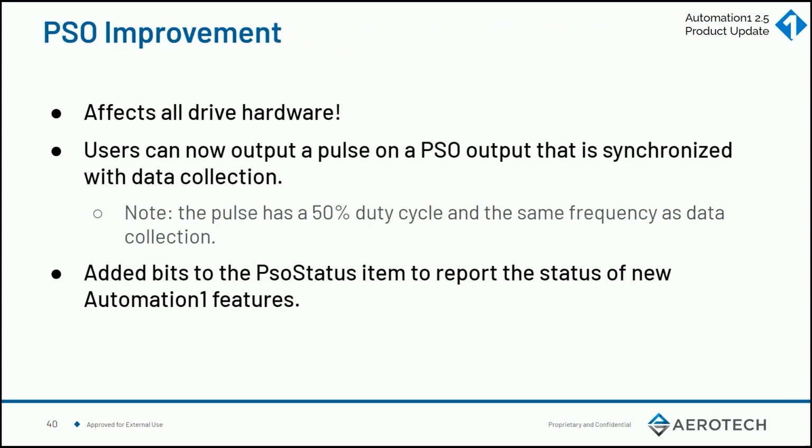The PSO improvement. This affects all drive hardware. Users can now output a pulse on a PSO output that is synchronized with your data collection. So if you set up what we call a drive data collection, the PSO output can be synchronized to the frequency you're collecting data at or the PSO locations you're collecting data at. And we just made a default 50% duty cycle for this, and it's at the same frequency again as your data collection. We also added bits to the PSO status item to report the status of new Automation1 features. You're going to have to dig into the help files to learn a little bit more about that one.